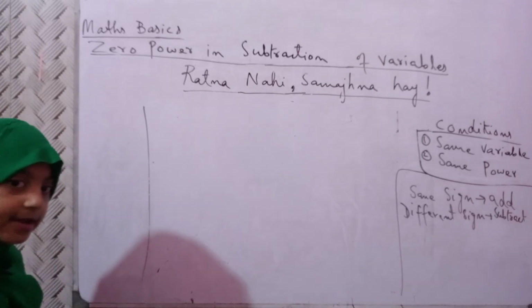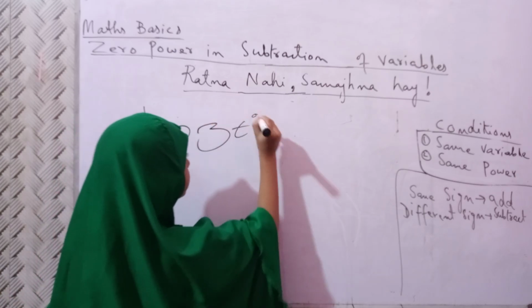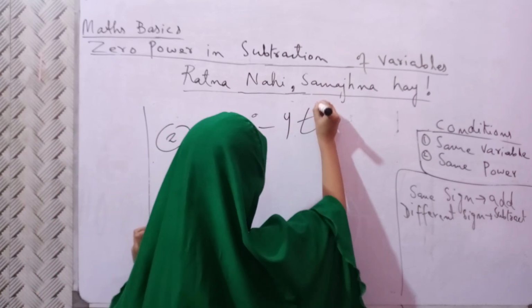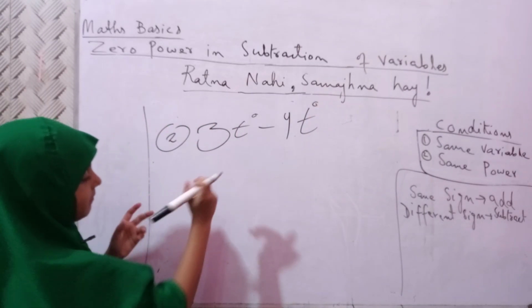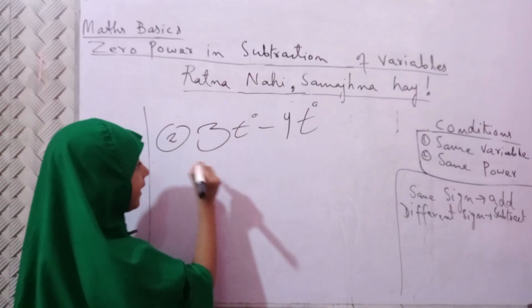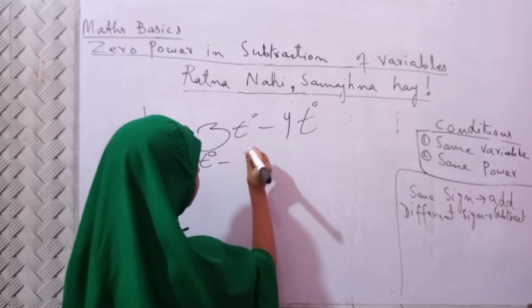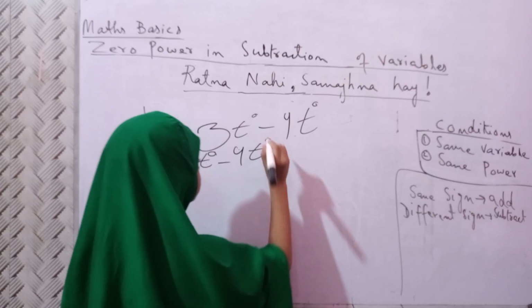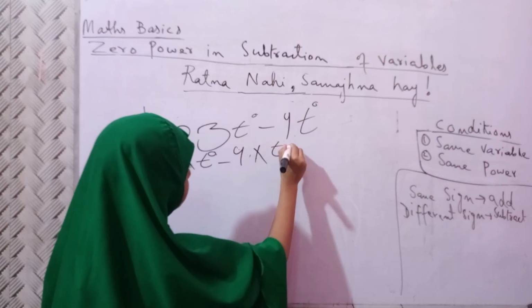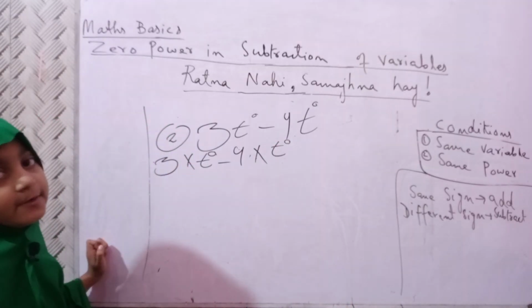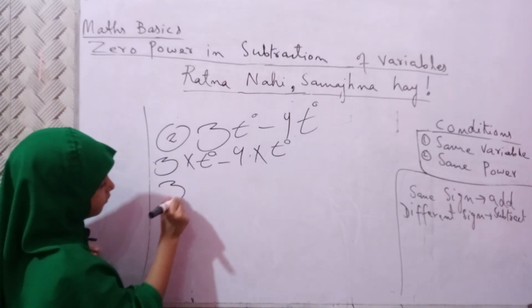Now let's take another example. Now you know there is a multiply sign and there is 2. I'm going to show it. And you know, when a variable has 0 power, it fully becomes 1. And I'm going to show it.